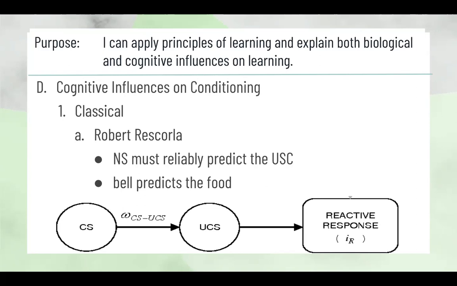Okay, so now the bell isn't reliably predicting. So he went through different studies, and it would have been something like trying to do food, bell, and then an association didn't happen. Okay, so this prediction is a cognitive process.